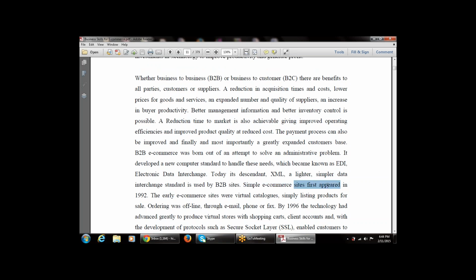E-commerce sites were first developed in 1992. This is the history of e-commerce. By 1996, as demand increased, the technology provided new stores with shopping carts. For example, right now we are dealing with e-commerce, the trading of goods and services via Flipkart, via shopping carts. These technologies are available with the help of e-commerce.